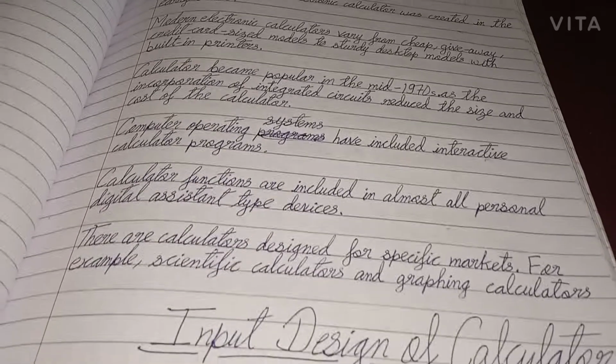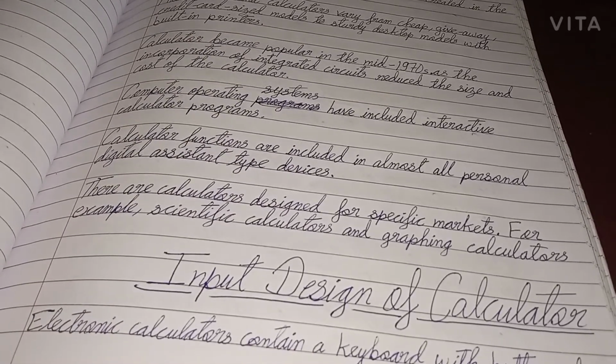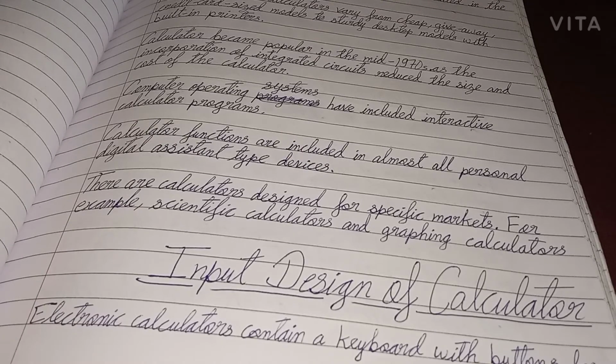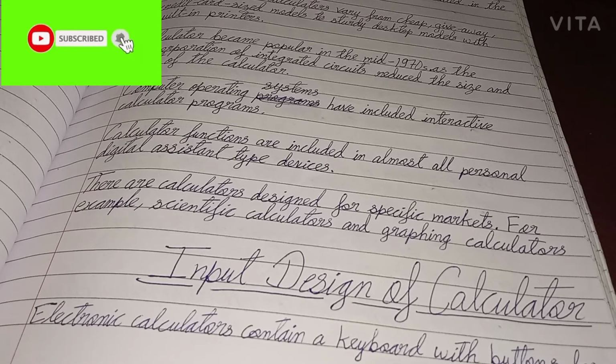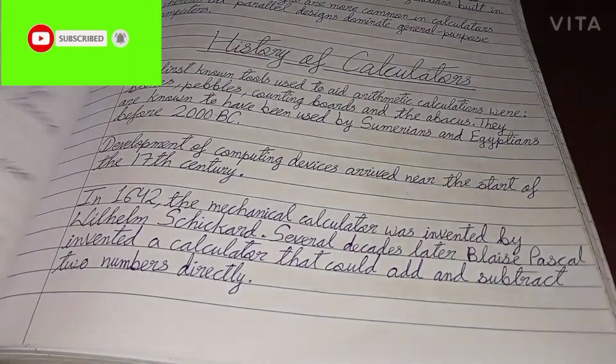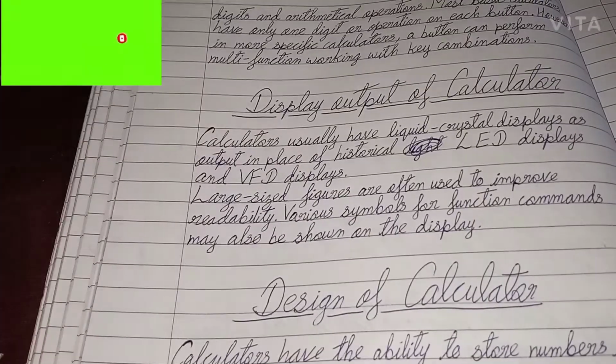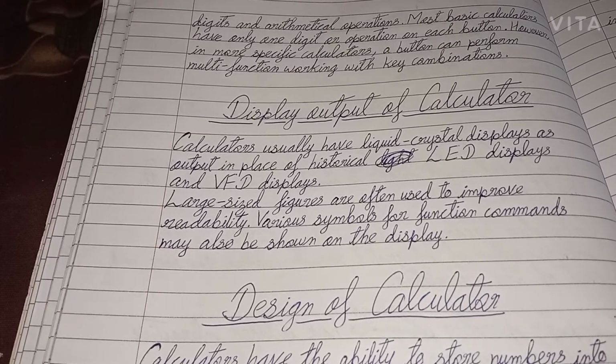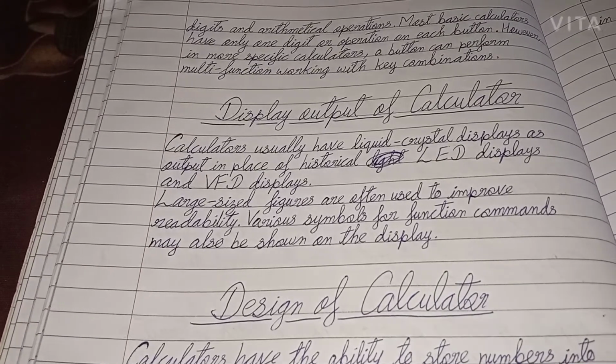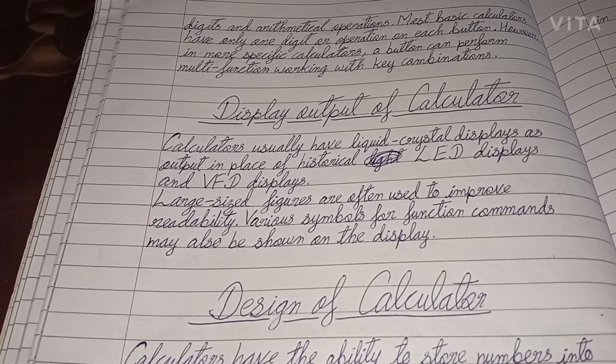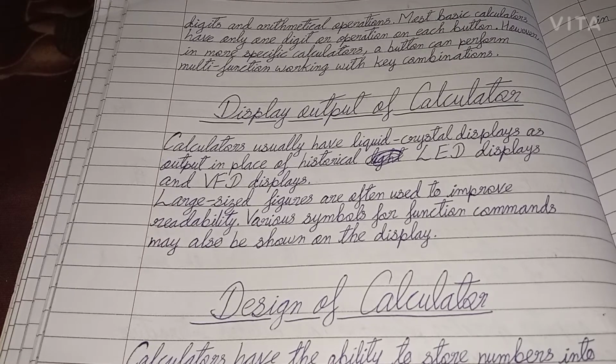Next, we are going to learn about the design of calculator. First is the input of the calculator. Electronic calculators contain a keyboard with buttons for digits and arithmetical operations. Most basic calculators have only one digit or operation on each button. However, in more specific calculators, a button can perform multifunction working with key combinations.